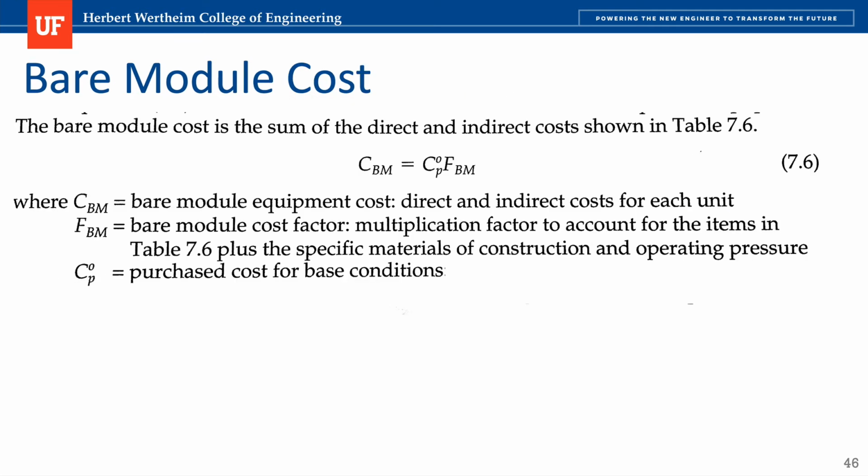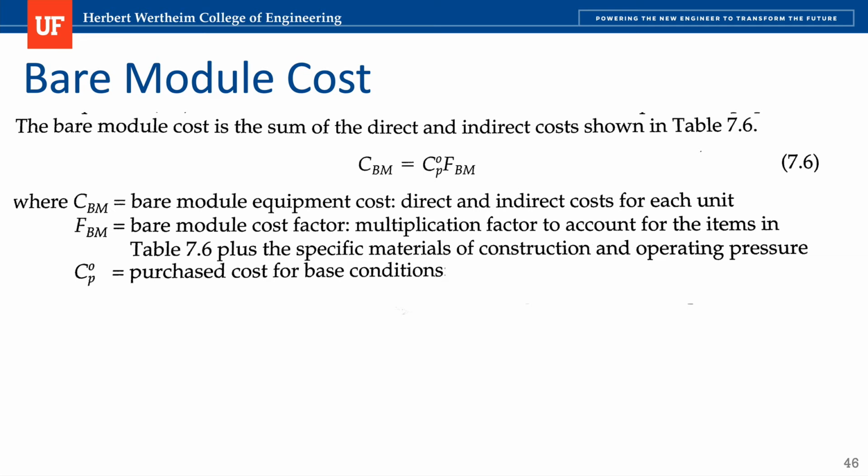The bare module cost is defined like this. It has this form, okay? So you have the purchase cost of the equipment, C_p. This is at base conditions. That's the important thing, right? And then you have F_BM, which is called the bare module cost factor, a multiplication factor that accounts for the items in table 6.7.7. I'm going to show you that table in a second, plus the specific materials of construction and operating pressure.